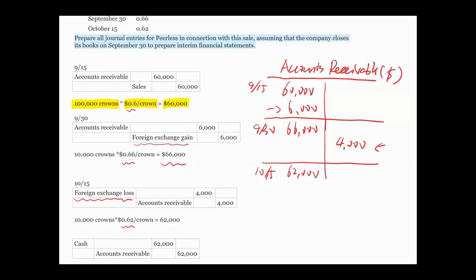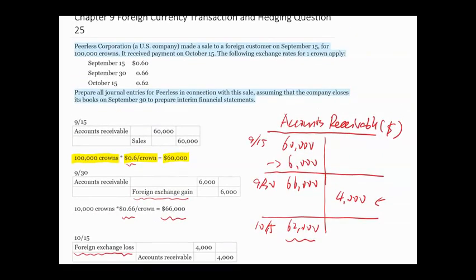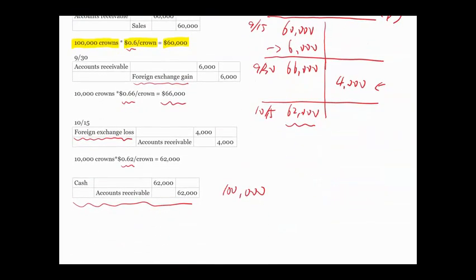Then the US company is going to accept the payment of 100,000 crowns on October 15th, which is worth 62,000 US dollars, and that is the last journal entry. Debit cash and credit accounts receivable, and the amount in US dollars is 62,000. But in terms of crowns, it's still 100,000. It's not changing.